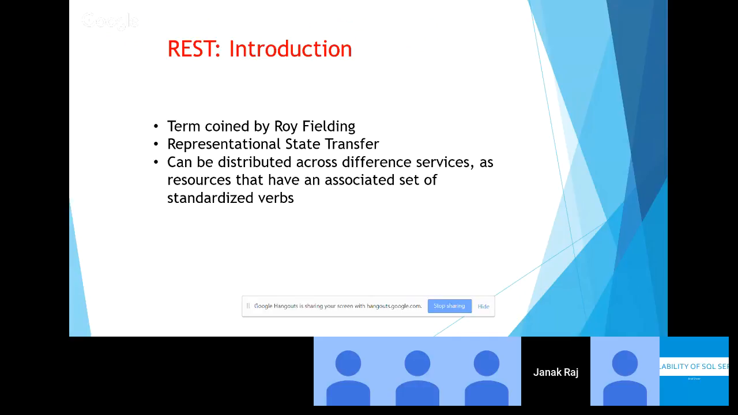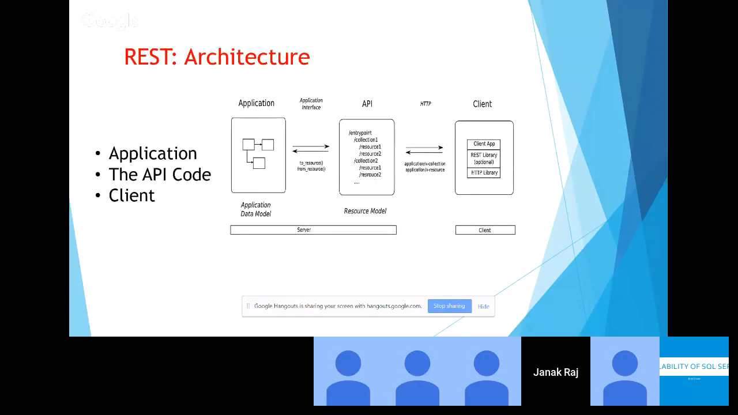RESTful APIs can be self-documenting and easily discoverable. Okay, now let's move to the REST architecture. It has three parts. One is the application, one is the API code, and one is the client.